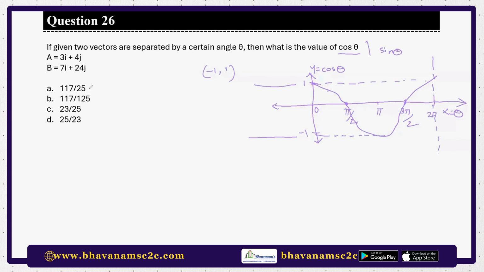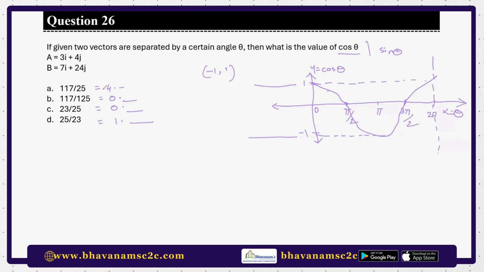So, which is the value in between minus 1 and 1? Okay, let us see. 117 by 25. It means that somewhere around 4 point something. Okay, 117 by 25. It means that the value is less than 1. It is 0 point something. Okay, also 23 by 25. It means 0 point something. Okay, 25 by 23. It is 1 point something.